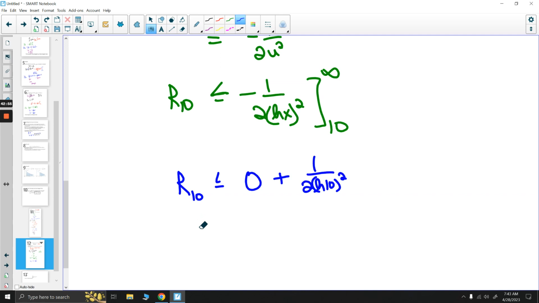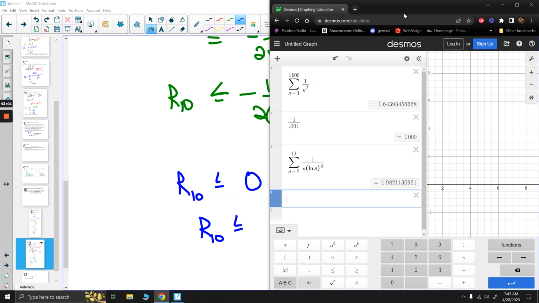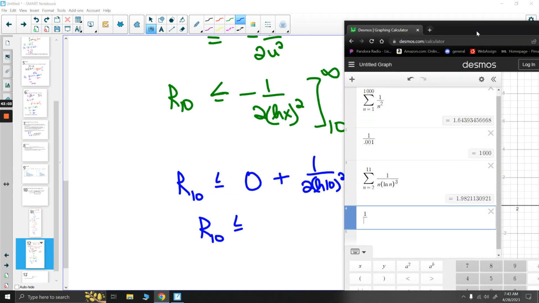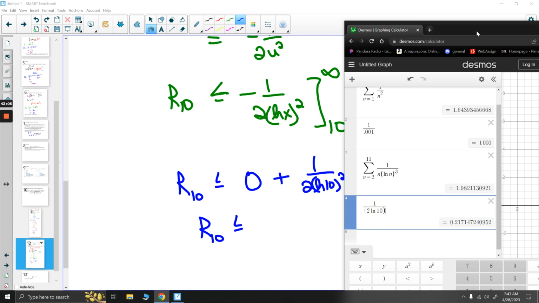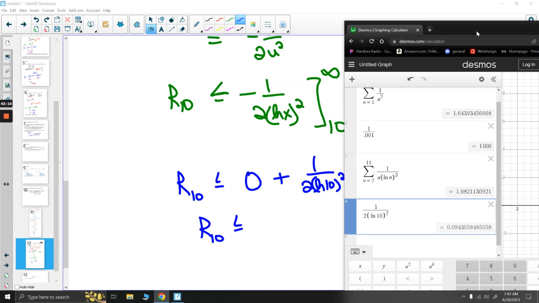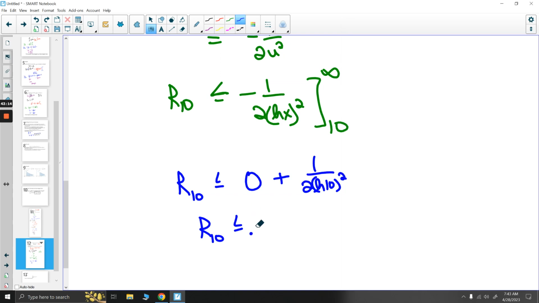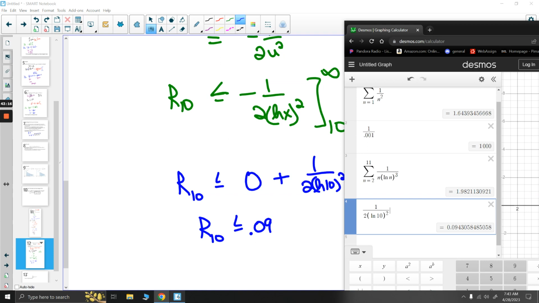So that means that our remainder here, r sub 10, is less than or equal to this value, whatever that is. Let's see. 1 over 2 natural log 10 squared. Okay, 0.09. That's not horrible. 0.09. It's actually better than our previous one.